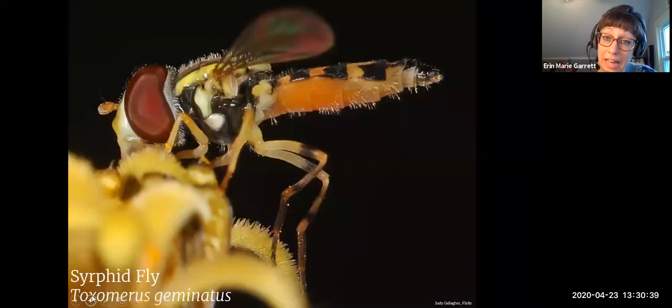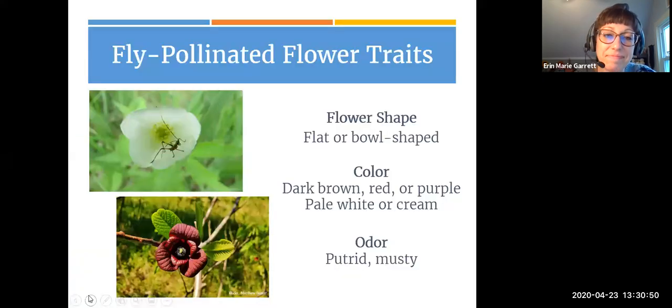And then we have syrphid flies, very common flower visitors, very small. I love this close-up picture because you can see all the tiny hairs on his body that make him a great pollinator. All right, when it comes to the types of flowers they like to visit, I do want to say I'm speaking in general, but we know that nature doesn't always follow the rules. There are always going to be certain exceptions.